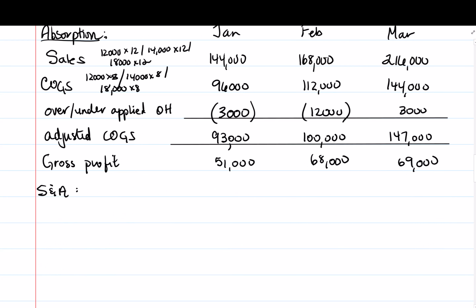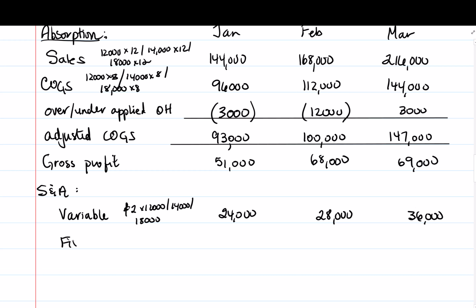From there, we can do our selling and admin. They tell us our variable selling cost is $2 per unit. That's right in the table. So 2 times the 12, and times the 14, and times the 18. So you get 24,000, 28,000, and 36,000. And then our fixed selling and admin in Part D, they tell us is $22,000 per month.